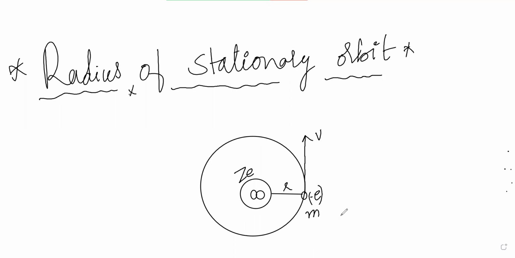Around the sun, planets are revolving. Similarly, here the electron is revolving with the velocity v. All right. So let us start with the explanation.